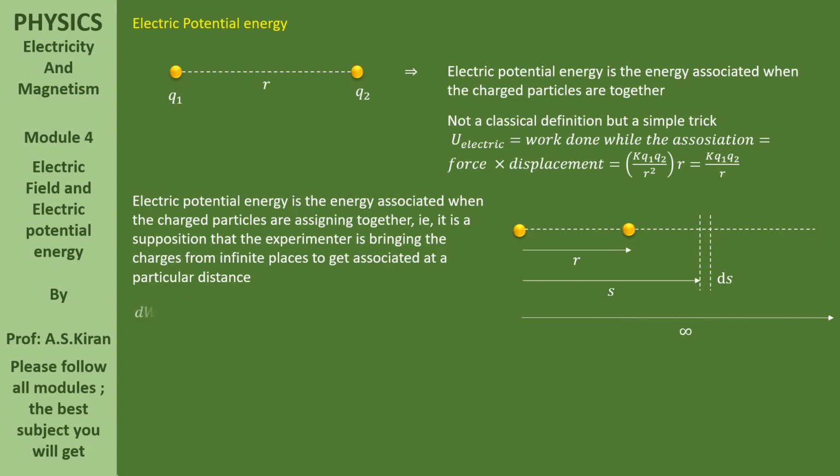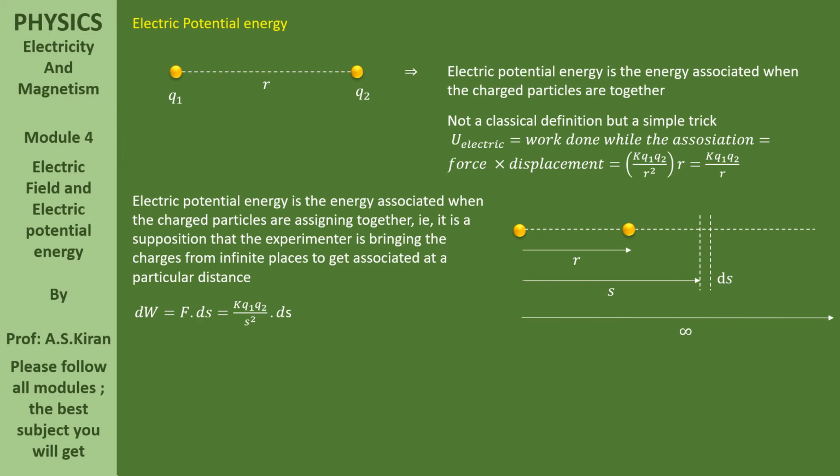In that ds, what is the work done? Now, in general mechanics, we already know that work done is equal to force into displacement. So for a small gap ds, dW is equal to force into ds. Please remember here the force is repulsive.